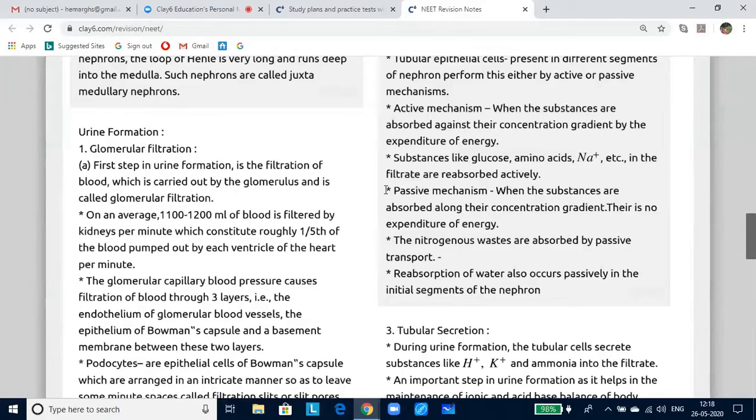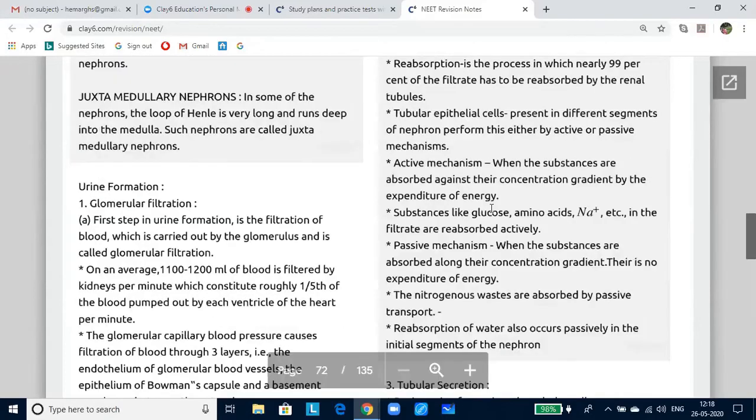The net driving force which is responsible for ultrafiltration through glomerular blood capillaries and Bowman's capsule is provided by the difference between the hydrostatic pressure at which the blood enters the glomerulus and the sum of those pressures which resist the hydrostatic pressure. Now let us look into the next step, that is reabsorption.